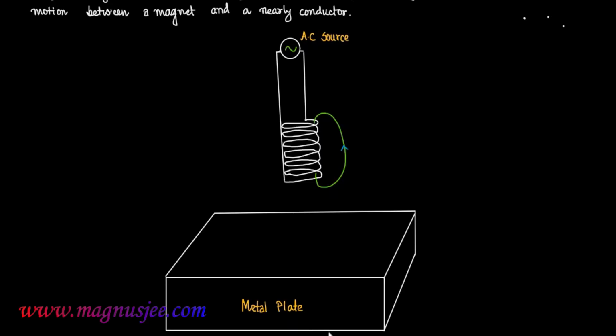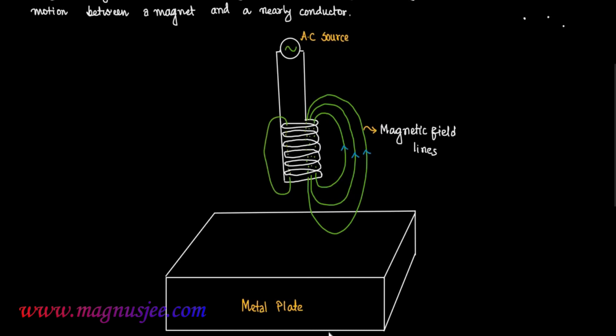Again, we can consider a metal plate, and an AC source is placed above the metal plate, and circular magnetic field lines are drawn around the coil of the AC source. These are the circular magnetic field lines around the coil which is connected to the AC source. These are the magnetic field lines.